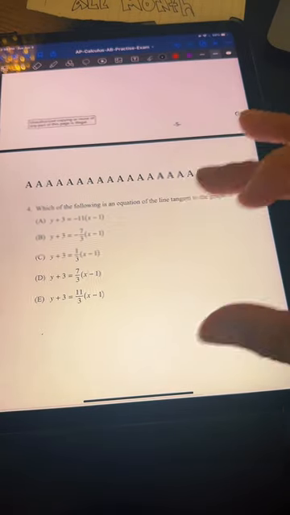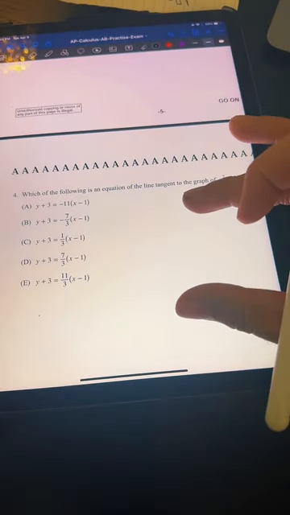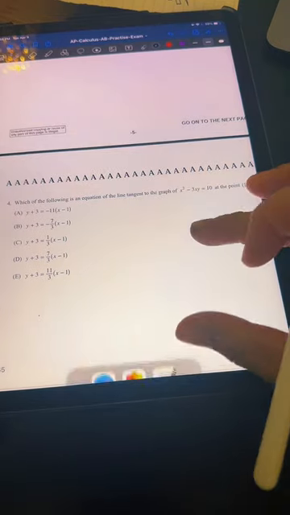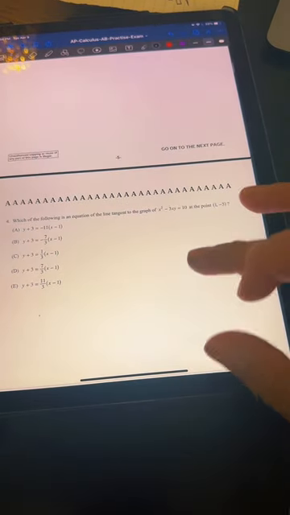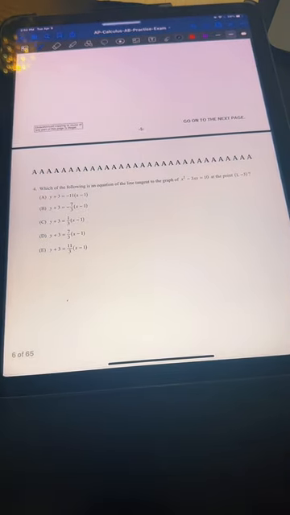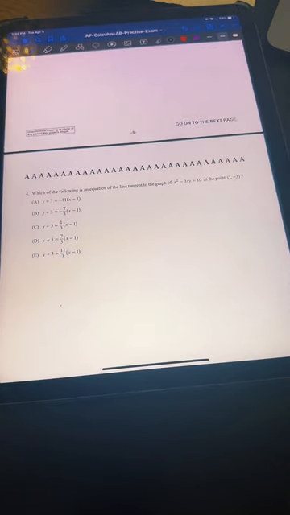All right, let's go to number 4. Write the equation. Whoops, let me zoom out. Jeez, let me zoom out even more. Okay, hopefully. All right, which of the following is the equation of the line tangent to the graph of this particular function at 1, negative 3?